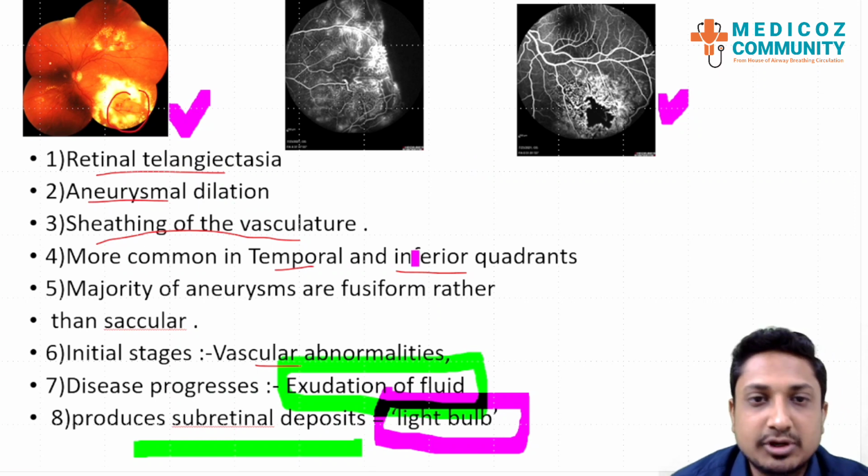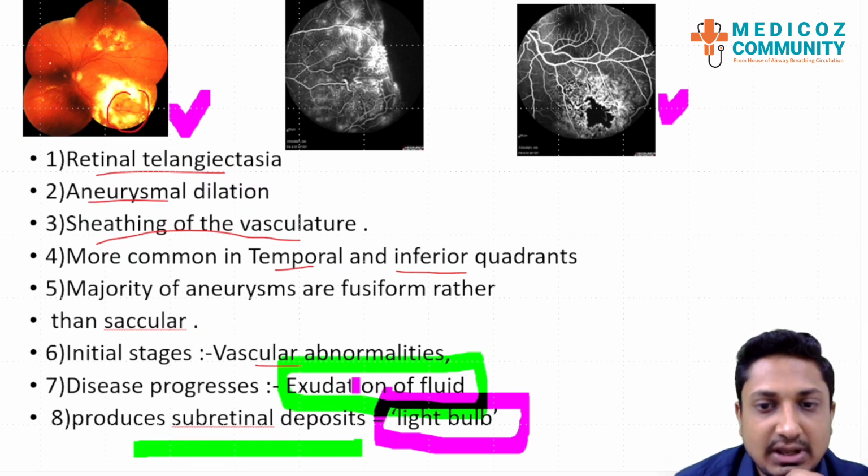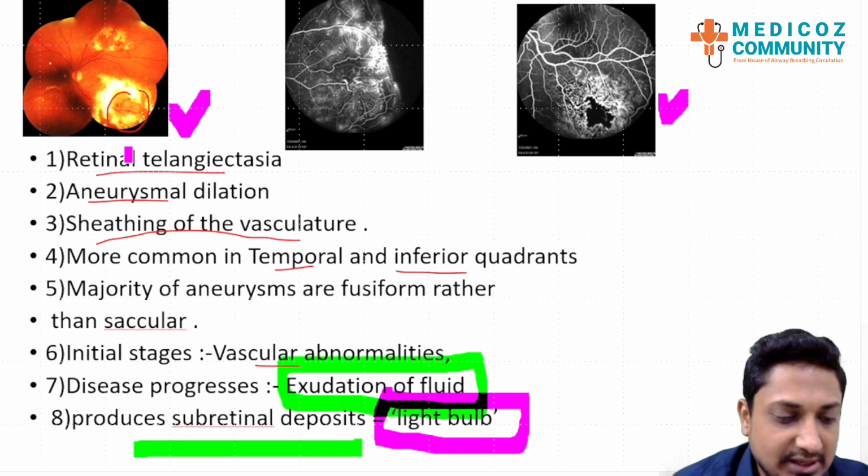But it's very important to note that Coats disease usually causes a yellow glow. It's seen in young patients, and as we have seen in the questions, the features are retinal telangiectasia, aneurysmal dilatation, and exudative RD, along with the light bulb appearance, as we can see here.